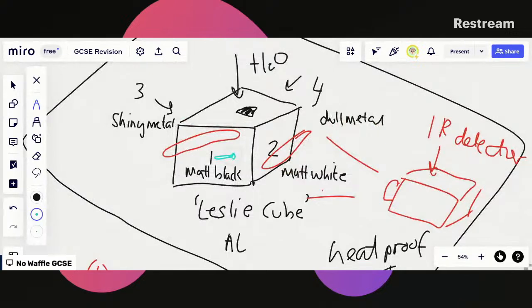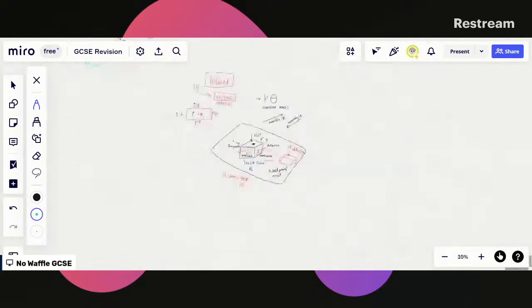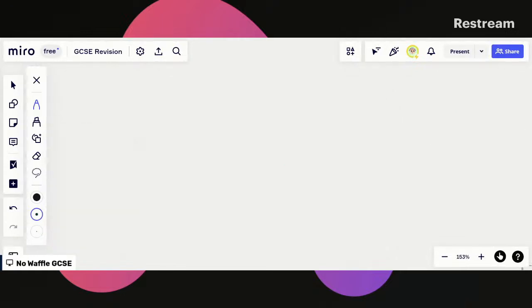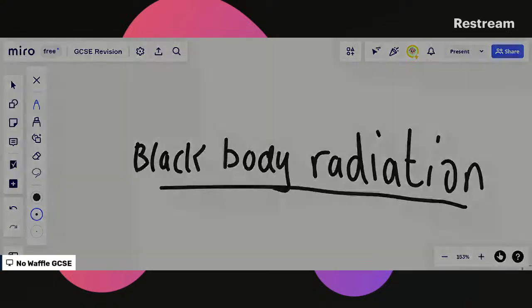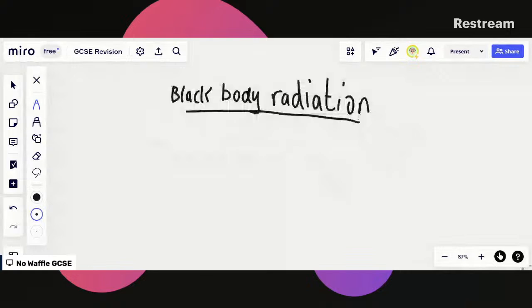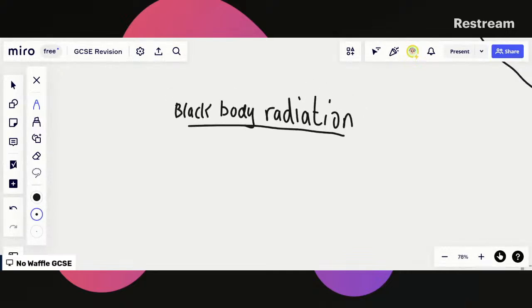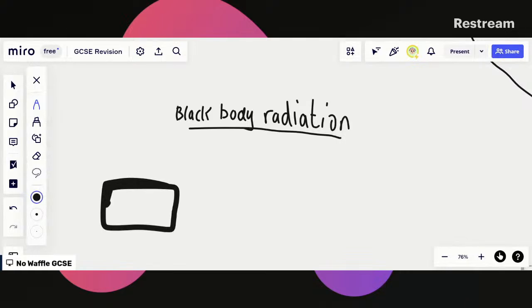Now, that brings us on to black body radiation. So, a perfect black body is an object that absorbs all of the radiation that hits it. So, nothing is reflected, nothing is transmitted, it's just perfectly absorbing everything. Imagine we have this perfect black cube here, absorbing every single bit of radiation that you give it. Perfect black body.